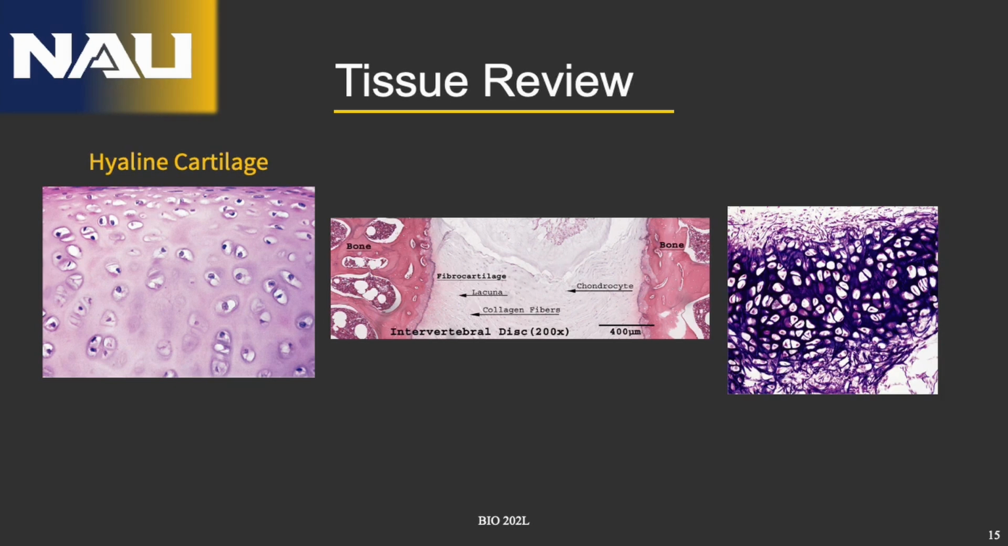Okay, and then let's move to this middle image here. This is another type of cartilage. There's a label here that gives it away. So this is fibrocartilage, and it's found mainly between these bones. These are vertebral bones. So in the intervertebral discs, you'll see fibrocartilage, and it's really good at resisting compression.